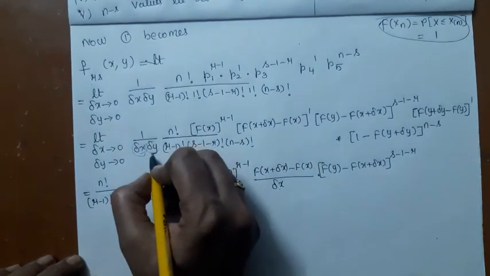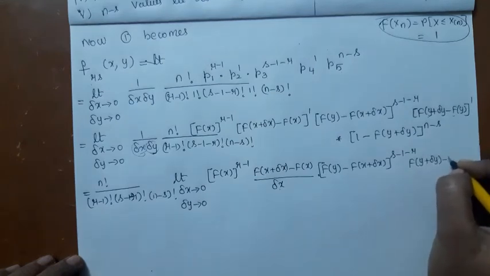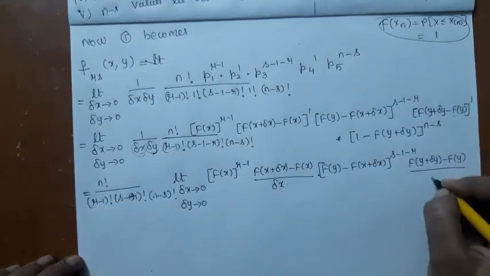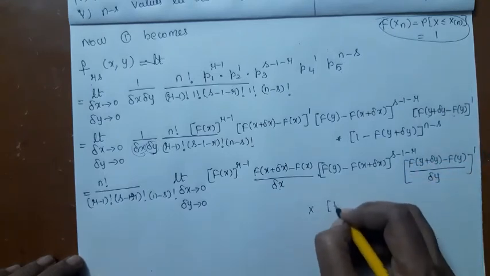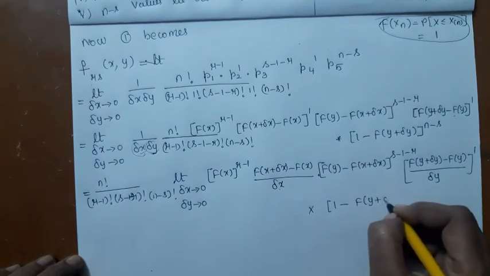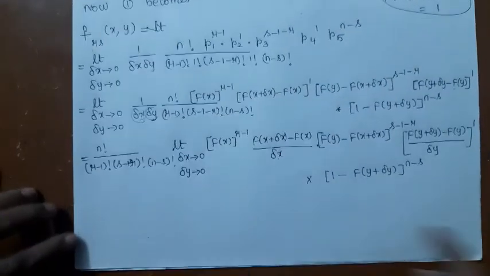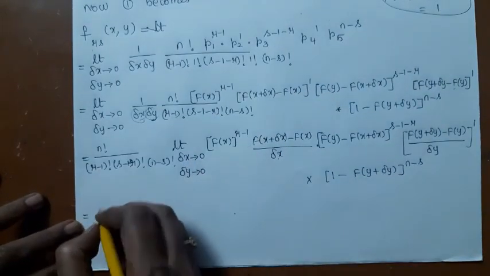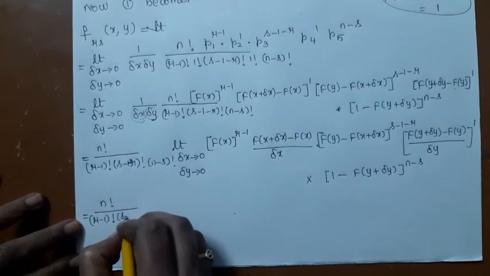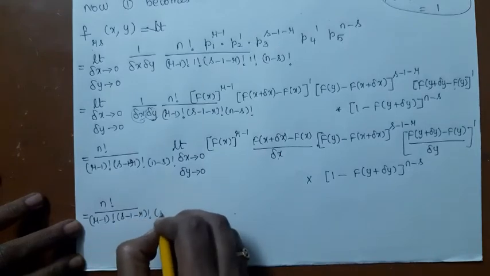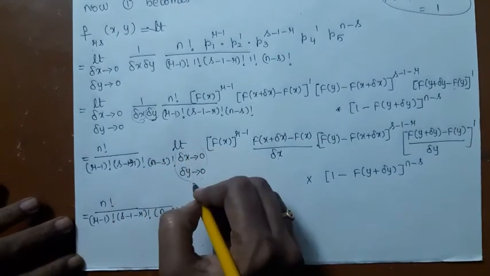And the one delta y is remaining, right? I am going to write it along with this term. F of y plus delta y minus F of y by delta y, the whole power 1, into, I am not going to disturb this term, 1 minus F of y plus delta y the whole power n minus s. That's all. I am going to apply the limits now. When I apply the limit, what happens? Have a look at this. (r minus 1) factorial, (s minus 1 minus r) factorial into (n minus s) factorial. Okay. I am going to apply the limits.